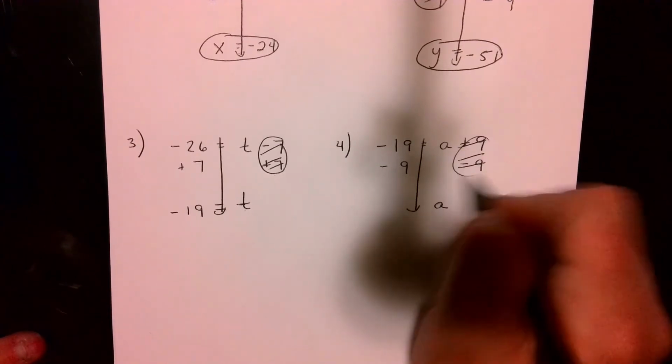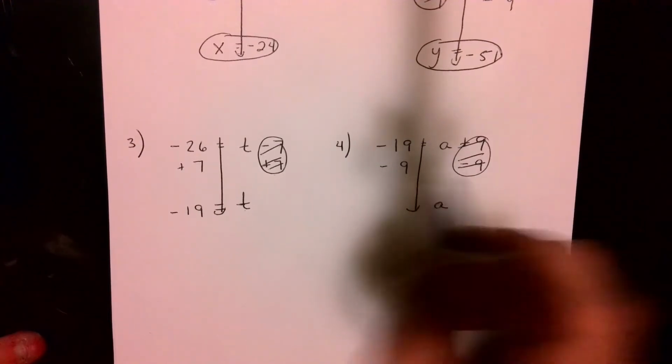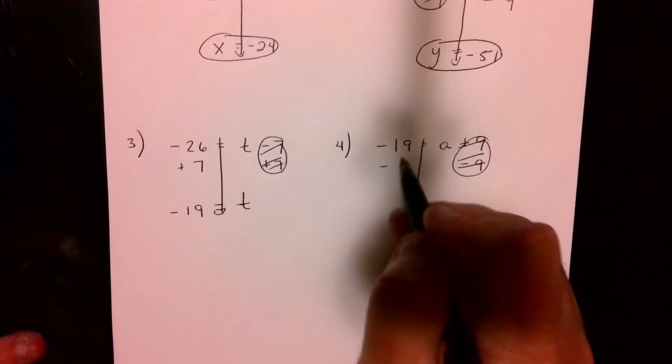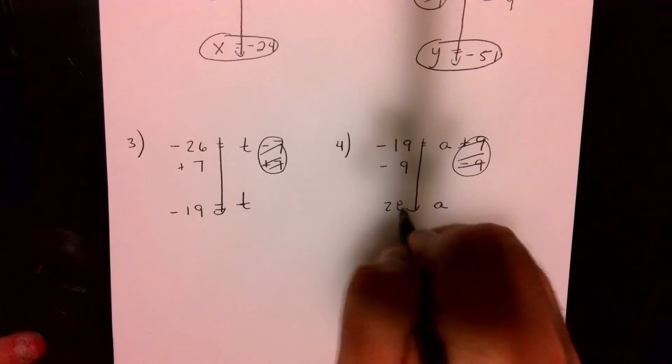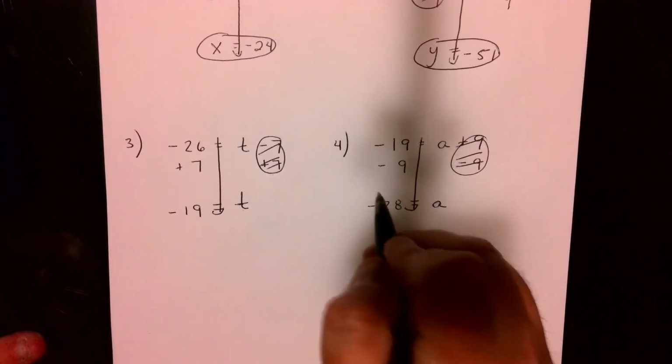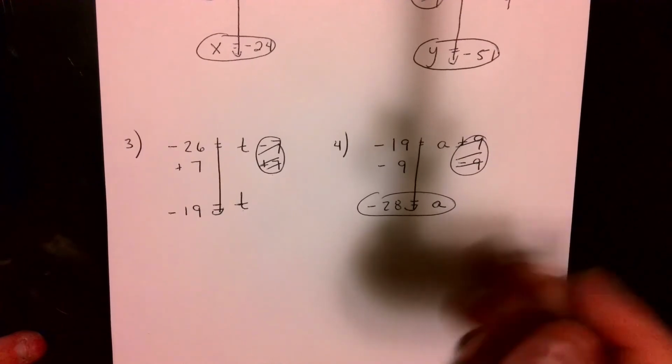These will cancel out, make a big 0. Use your calculator if you need to. Our signs are the same, so we add them and get 28 and keep the sign, which is negative. So negative 28 equals a is my final answer. That is the adding and subtracting ones.